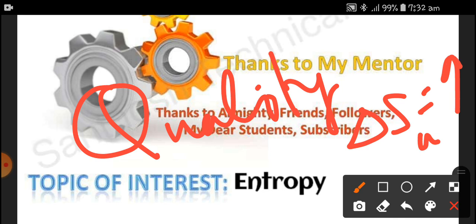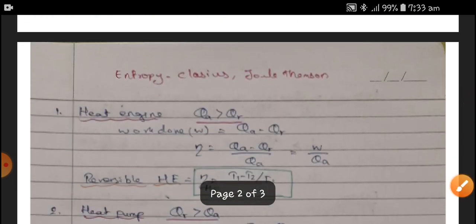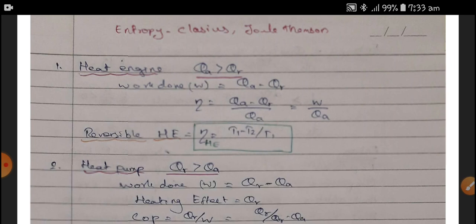So with these short notes, I would like to give a short and quick summary about entropy in the second law of thermodynamics, that is, entropy in the heat engine, heat pump, and refrigerator. We are going to discuss in a very short summary. Here I would like to go with the entropy and classes and Joule Thomson coefficient for the entropy purpose.